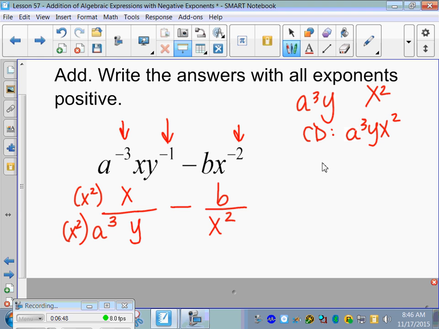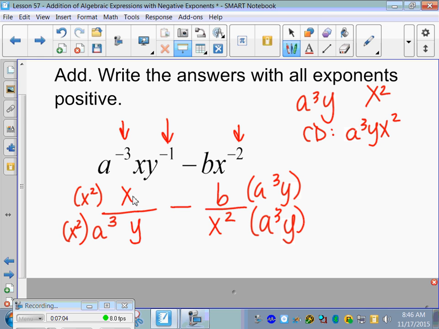And this second piece is missing the a cubed y portion of my common denominator. So I need to multiply by a cubed y, multiply by a cubed y. We're multiplying the numerator and the denominator by the same thing. It's basically like multiplying by 1, so we're allowed to do that.